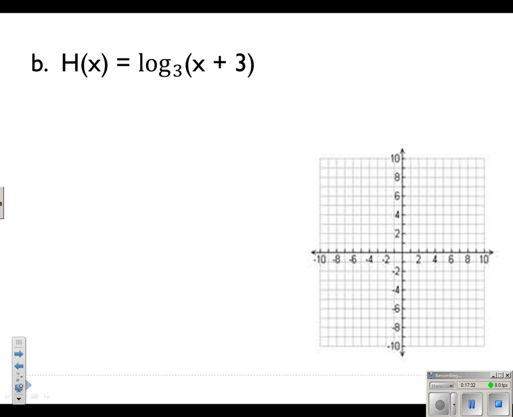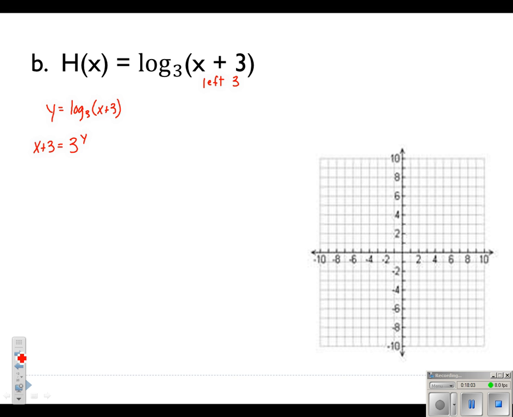Let's take a look at another one. If you add 3 to the actual x part, remember adding or subtracting on here, this was our left-right shift. So if it's a plus 3, this function is going to shift left 3 places. Looking at this again, right now we technically have y equals log base 3 of x plus 3. If we rewrite that, we'd have x plus 3 is equal to 3 to the power of y.